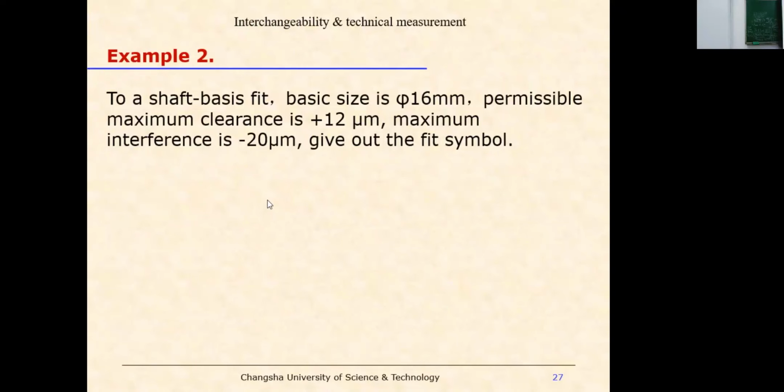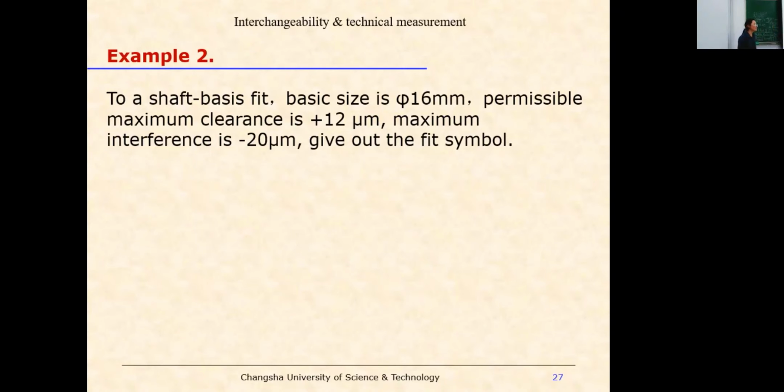Okay, this is h, small h. The basic size is 516 millimeter. For this size, the maximum clearance is 12 um and the maximum interference is 20 um, minus 20. You got the fit symbol. Try to think about that. Follow the previous steps. Follow this, okay?